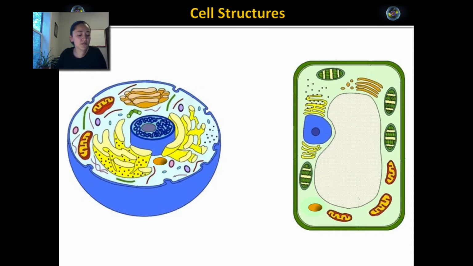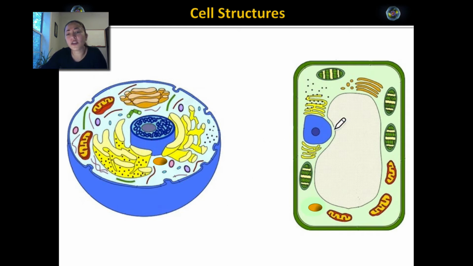All right, so let's move on to objective number 3. It says identify structures and organelles in typical cells of plants and animals and recognize those that are only found in plant cells. So here I have a picture of an animal cell on the left and a plant cell on the right. And let's first talk about what it is that differs between plant and animal cells.